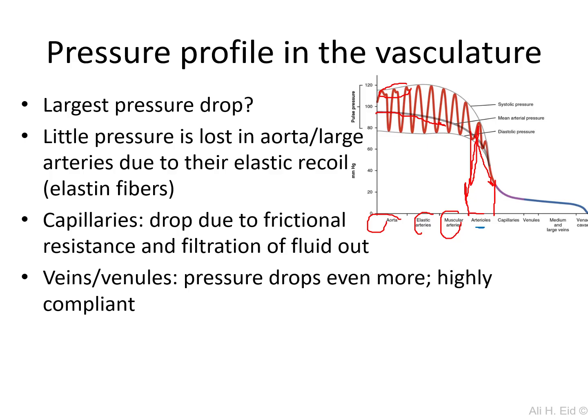So the little pressure is lost in the aorta and large arteries due to, as we mentioned, the elastic recoil, and that's due to the elastin fibers. In the capillaries, the drop is due simply to the frictional resistance, and we start to filter the fluid outwards. In the veins and venules, the pressure drops even more. These are highly compliant vessels, and because of this natural decrease, eventually all the blood is going to pool back towards the vena cava, and thus the blood is going to go back to the heart to start a new cycle.